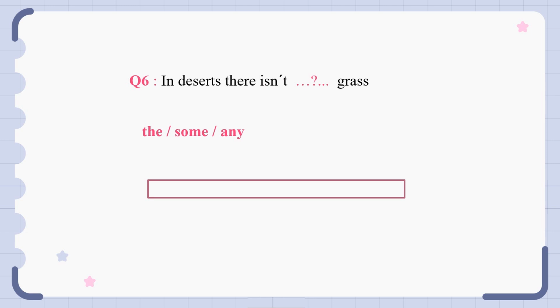Question number 6. In deserts, there isn't grass. Should we say the, or some, or any? The answer is any. In deserts, there isn't any grass. Any is used in negative sentences, whereas some is used in positive sentences.